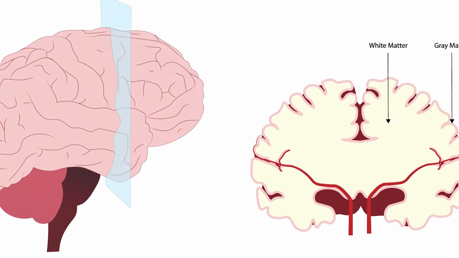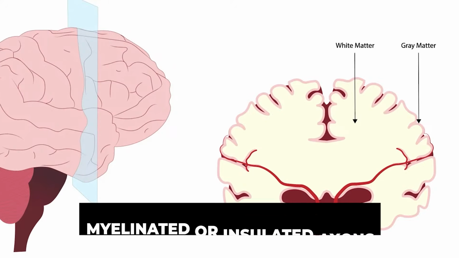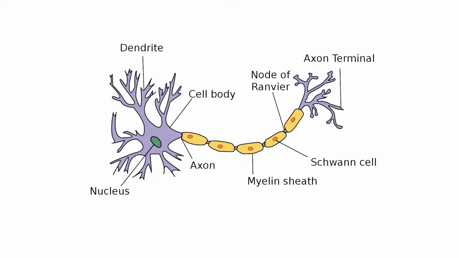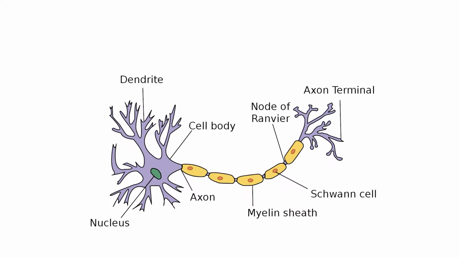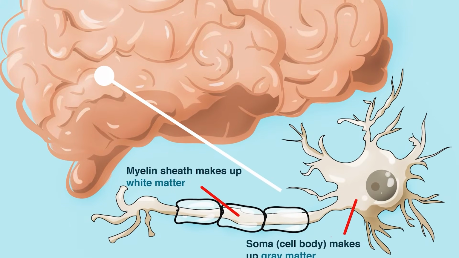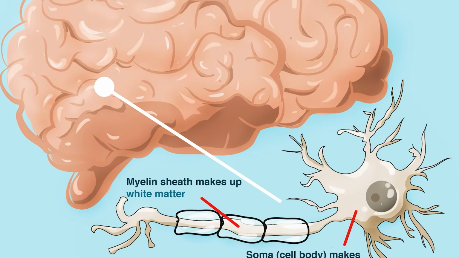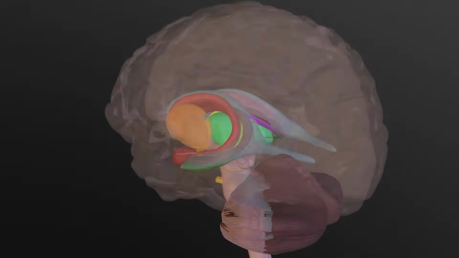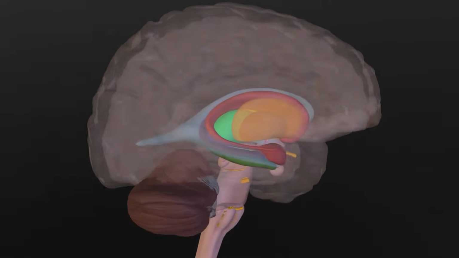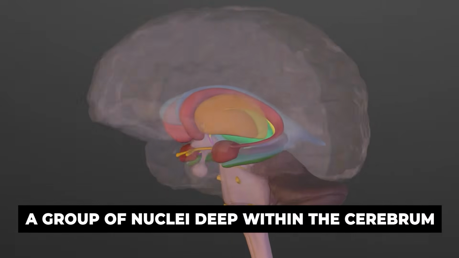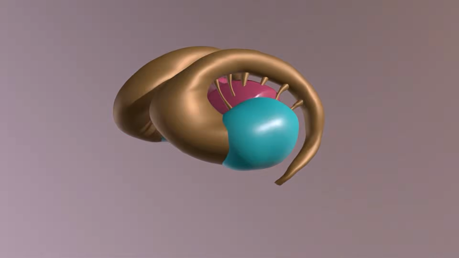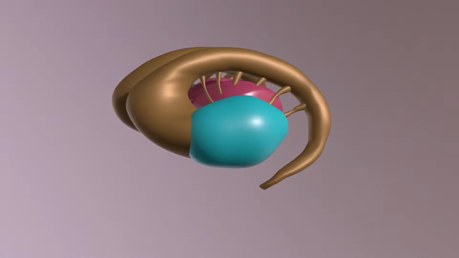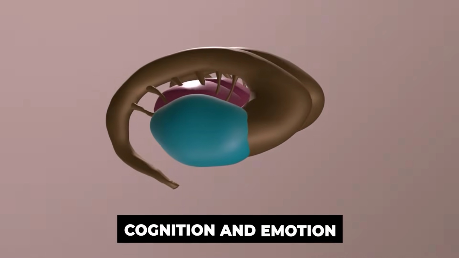White matter. Located beneath the cerebral cortex, white matter is made up of myelinated or insulated axons, which are nerve fibers that connect different parts of the brain to each other. The myelin gives this region its white appearance and helps accelerate the transmission of signals between neurons. Basal ganglia. Though often considered separately, the basal ganglia are a group of nuclei deep within the cerebrum. They play a crucial role in movement regulation, habit formation, and certain aspects of cognition and emotion.